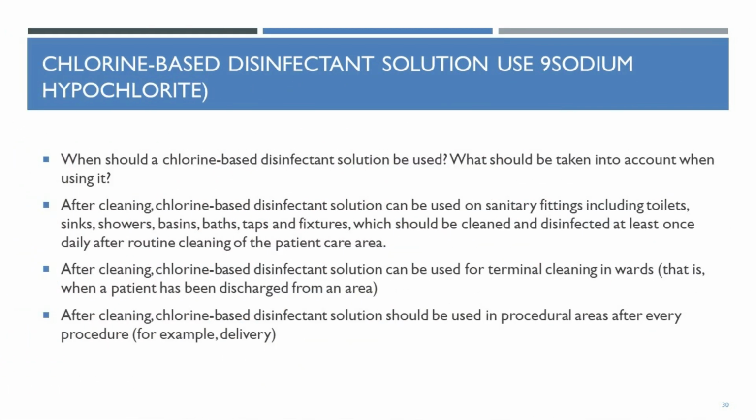Now the question comes: when should a chlorine-based disinfection solution be used, and what should be taken into account when using it? When the cleaning is done, chlorine-based disinfection solution can be used on sanitary fittings, including toilets, sinks, shower basins, bath taps, and fixtures, which should be cleaned and disinfected at least once daily after routine cleaning of the patient area. Those are high-touch surfaces. After cleaning, chlorine-based disinfectant solution can also be used for terminal cleaning in the ward, that is, when the patient has been discharged from an area.